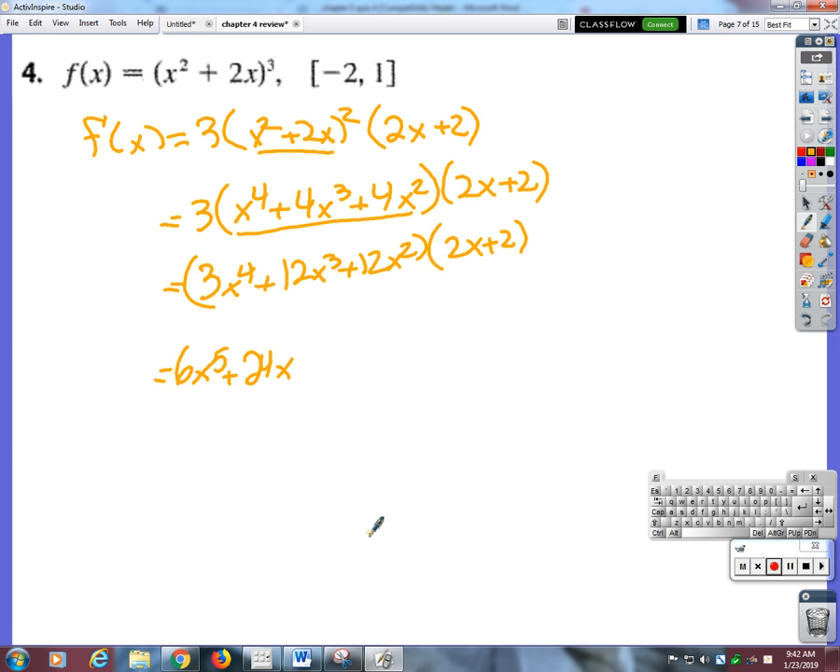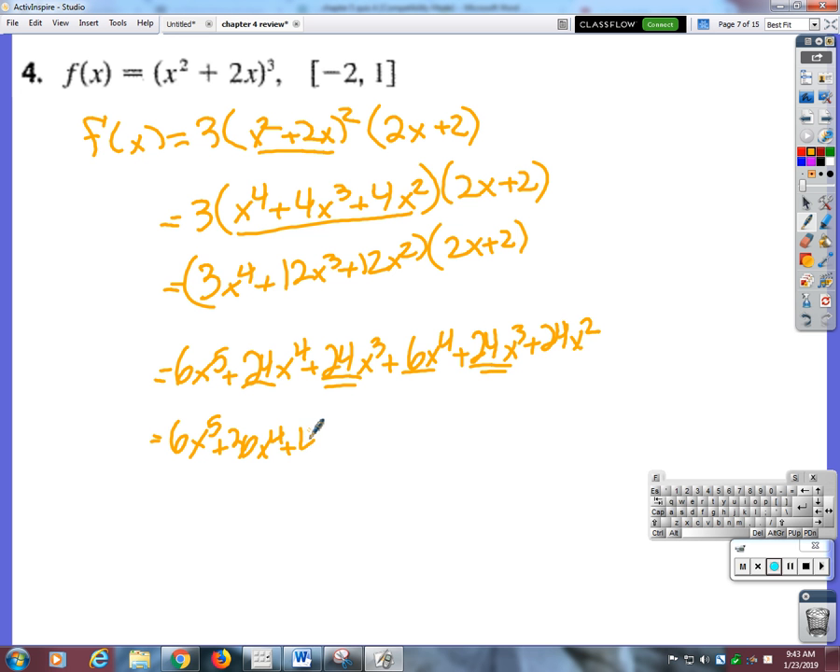There we go. 24x to the 4th plus 24x cubed. Then I'm going to multiply everything by 2. So that gives me 6x to the 4th plus 24x cubed plus 24x squared. So I've only got that one term to the 5th. Those two are both to the 4th, so that's going to be 30x to the 4th. Then I've got two things to the 3rd, so I'm going to combine those and get 48x cubed. And then I just have that x squared by itself.